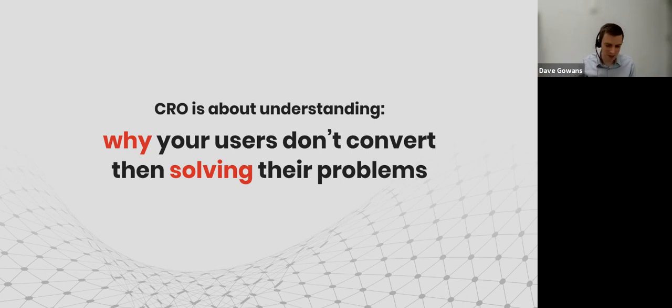You can read pages of best practice. People say people are worried about pricing, or they're worried about trust and all these things. Yes, in general, that's true. For your specific users, that may or may not be true, and that's what you need to understand. But then it's about solving the problems. What can you do about those problems?